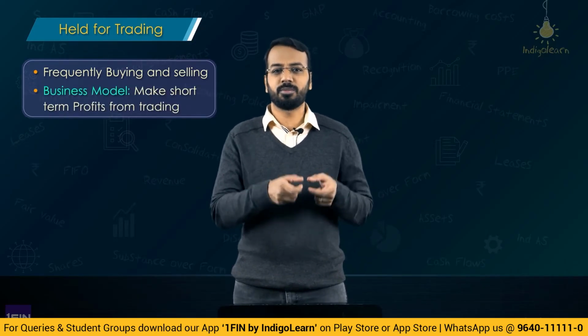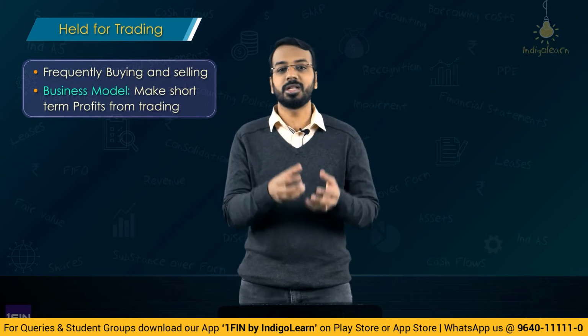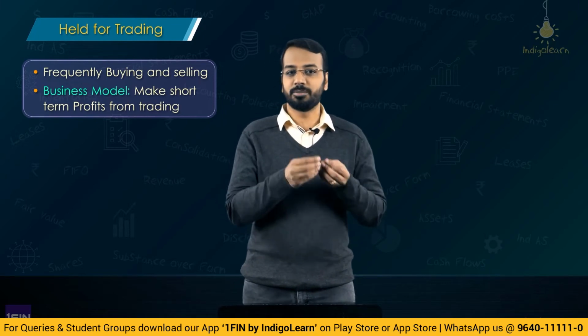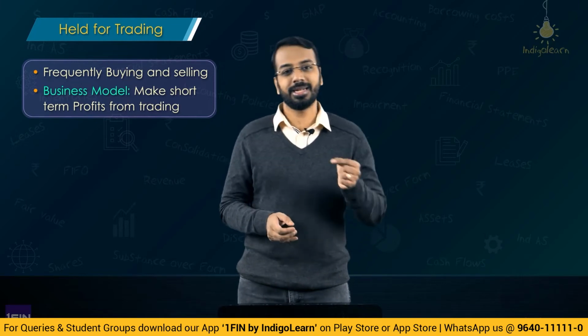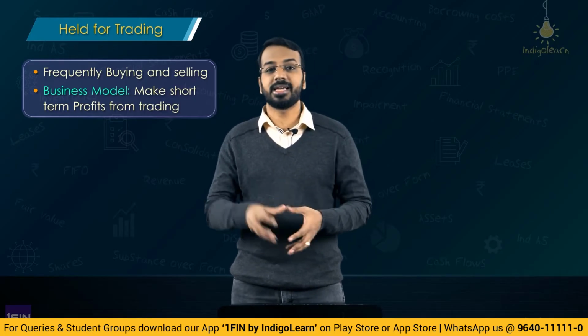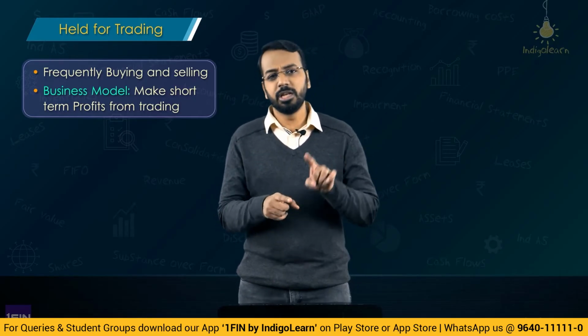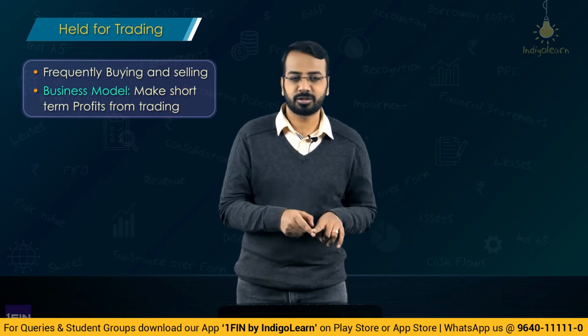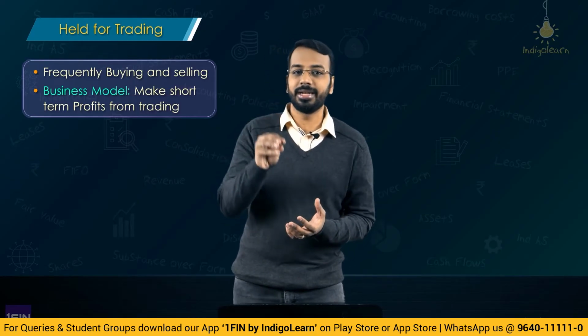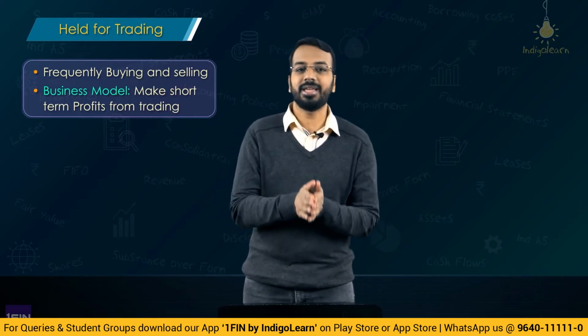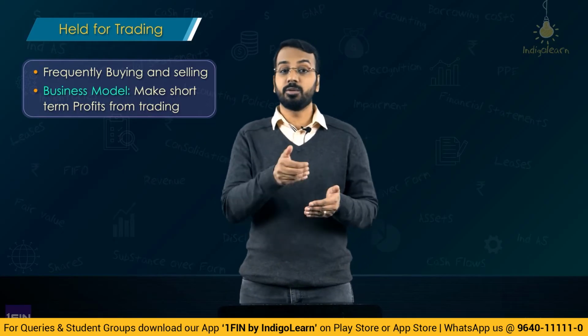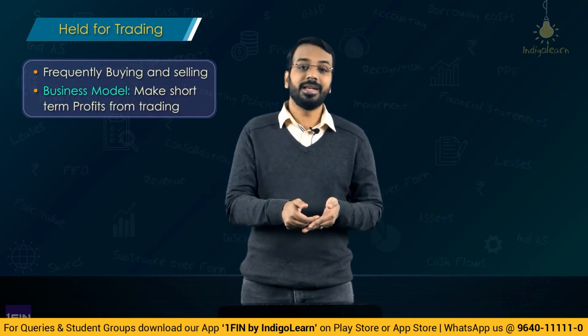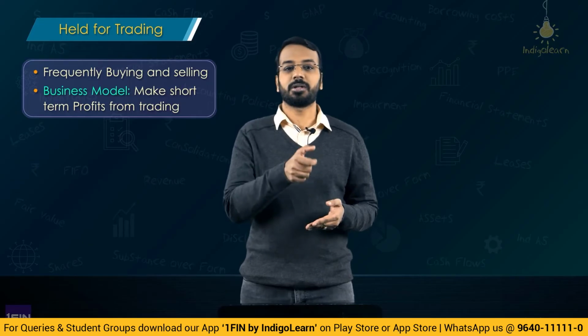If a financial asset is held for trading, then what is the intention? What is the business model? The business model is to make short-term profits. The objective of the business model is to make short-term profits or short-term gains by frequently buying and selling. And if a financial asset is held for trading purposes, will you classify it as measured at amortized cost? You cannot, because there is already an intention to buy and sell. Will you classify it as fair value through OCI? Even here you will not do it, because the primary intention is to make profits through short-term gains, right?